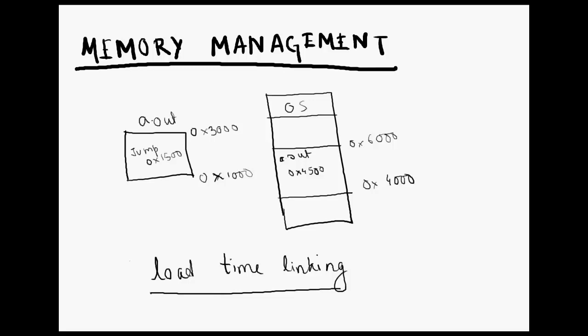Now let's see if this method is going to solve all our problems or if it still has some issues. It does not solve the problem of protection because a.out can go to any address for that matter. Instead of jumping to 0x1500, we could have jumped to some other address which doesn't belong to this limit. We can solve this problem with a little improvement over load time linking. Let's see what that is.